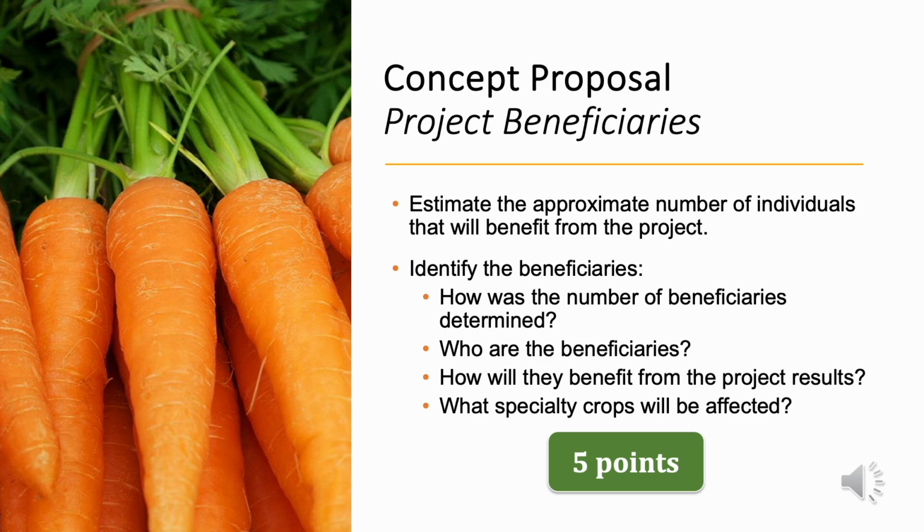Note that beneficiaries identified should be direct or primary beneficiaries of the project results. This typically does not include secondary beneficiaries such as employees of the applicant organization or excessive numbers of beneficiaries such as all of the farmers in California.